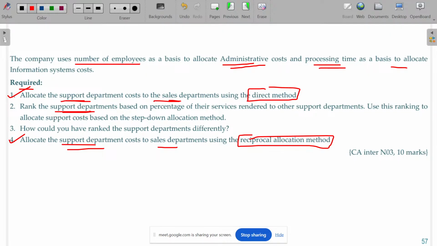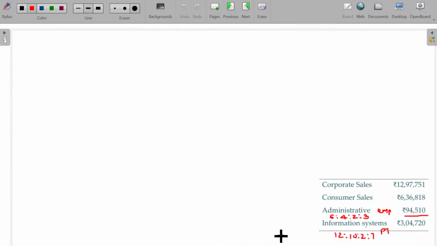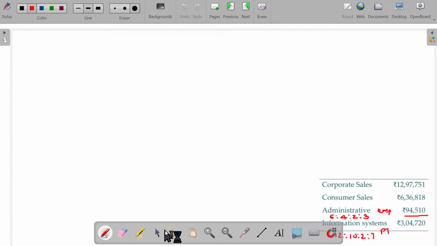Rank the support departments based on the percentage of their services rendered to the other service support departments. Use this ranking to allocate the support cost based on the step down allocation method. Percentage of their service rendered to the other department. Okay, very interesting question. Let's see here. Come on, tell me.